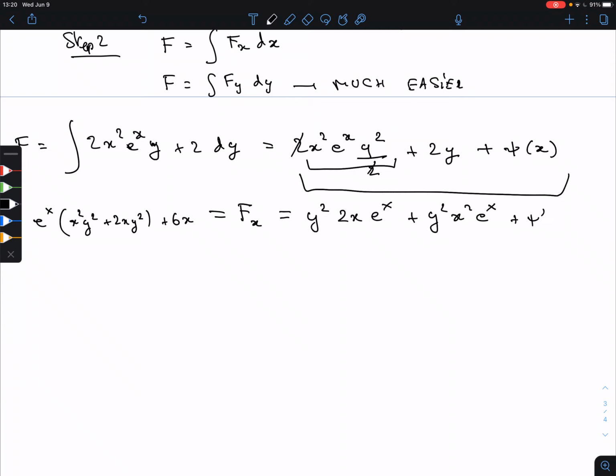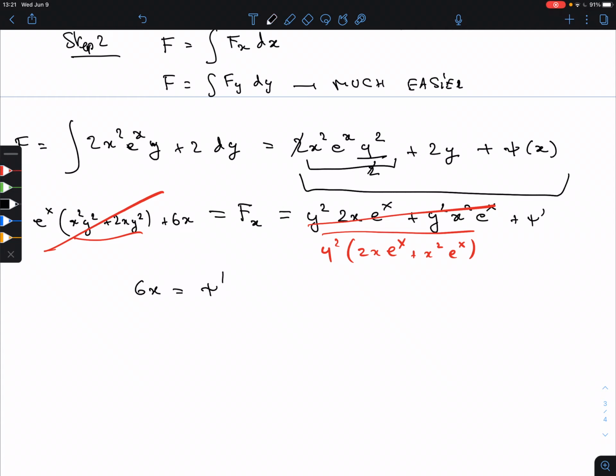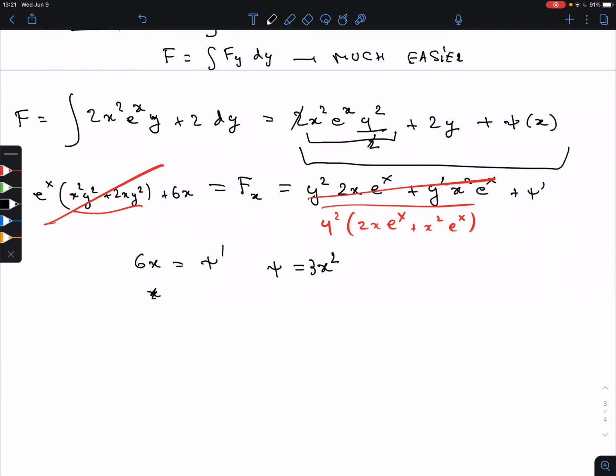What has to happen now is the y's have to cancel. Is this happening? Let's see. Well, these two terms, if I combine them, let's combine them here, that's y squared, and then we have 2x e^x plus x squared e^x. Well, that's exactly what we have here, okay? The same way if I factor out y squared, you get the same thing. So this whole thing disappears, and we see that 6x is equal to psi prime, and therefore psi is equal to 3x squared plus a constant, but that doesn't matter because we need only one solution.